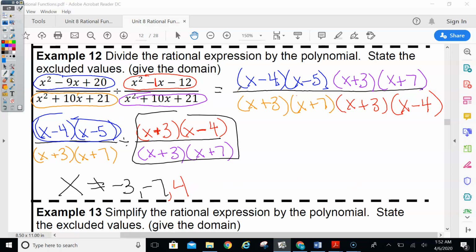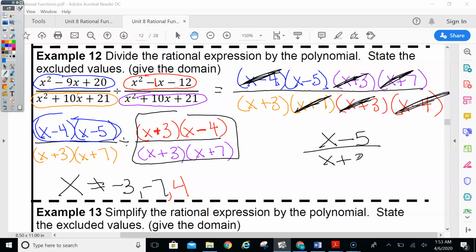So now we can cancel. Plus 3 plus 3, plus 7 plus 7, minus 4 minus 4. So notice the plus 3, it's only going to cancel out with one of them, not both. So here I'm left with x minus 5 on the top, and an x plus 3 on the bottom. You can put the parentheses if you want, but you don't have to. Alright, so that's your reduced form there.